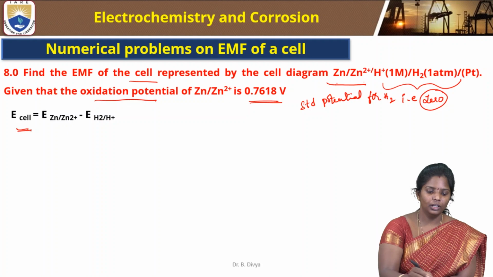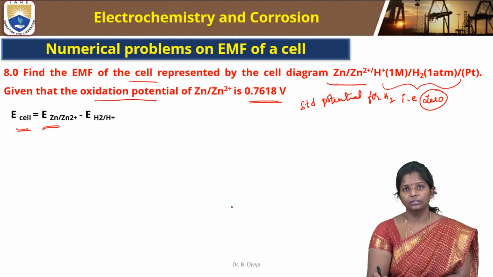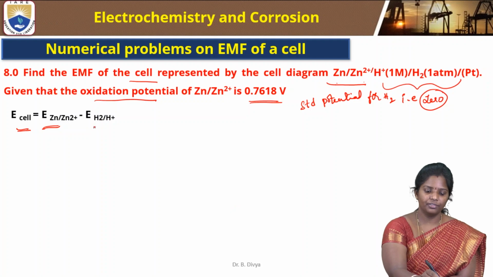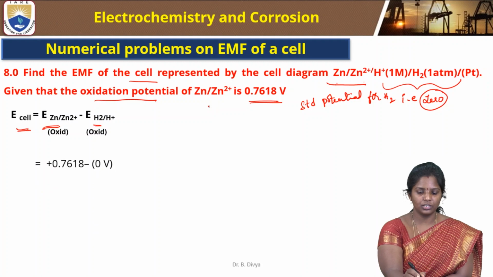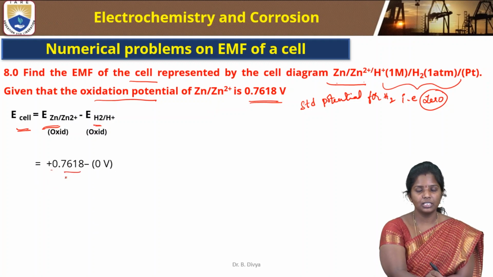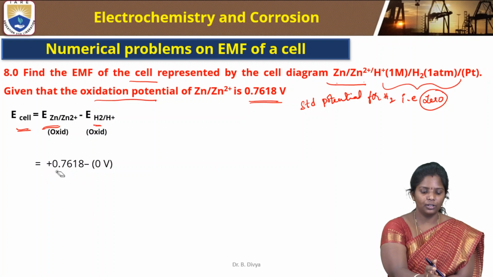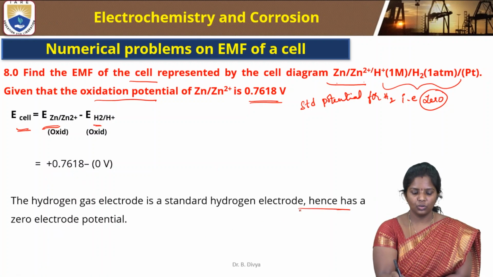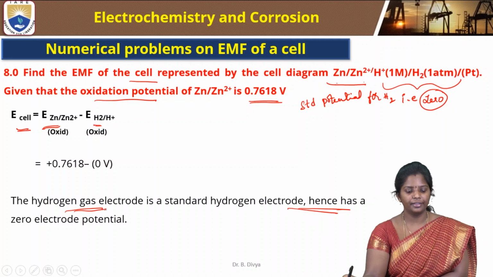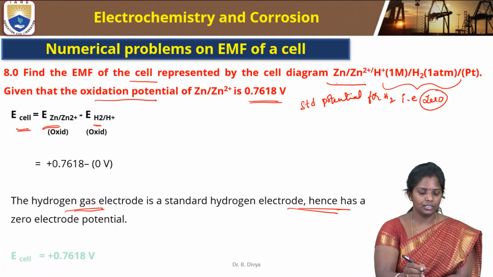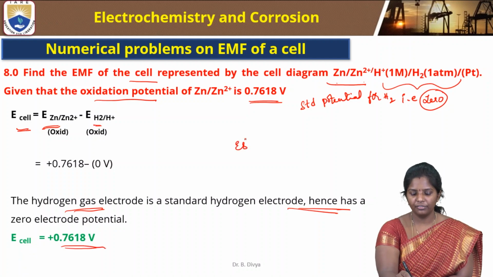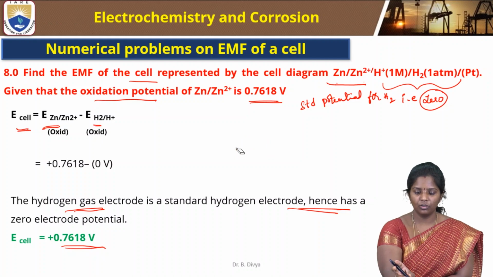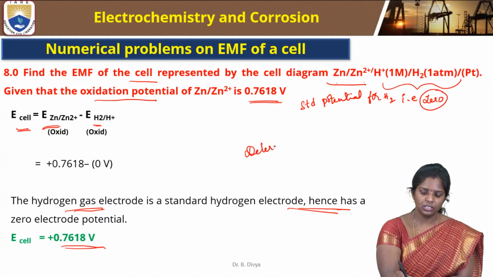E cell is equal to the potential for the zinc electrode and the potential for the hydrogen electrode. So we have to substitute oxidation potentials. So here plus 0.7618 minus 0 volt, because hydrogen has 0 electrode potential, therefore we substitute 0 and we get the same answer, plus 0.7618.